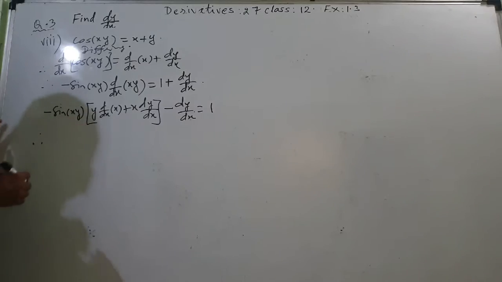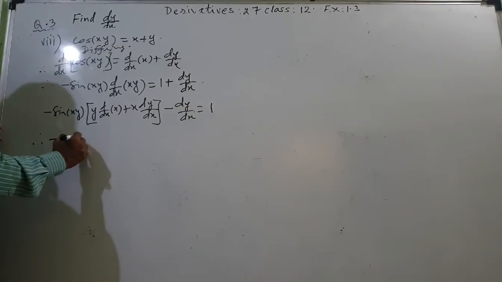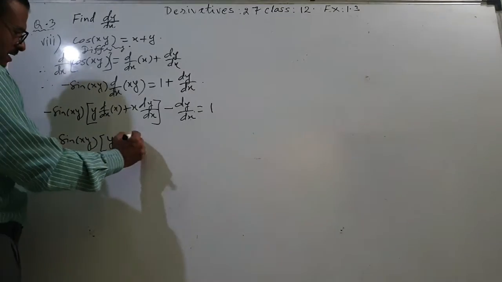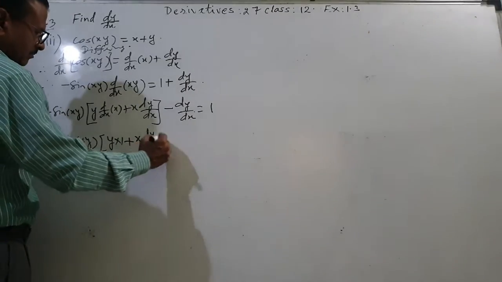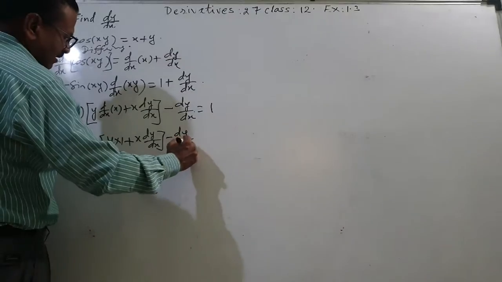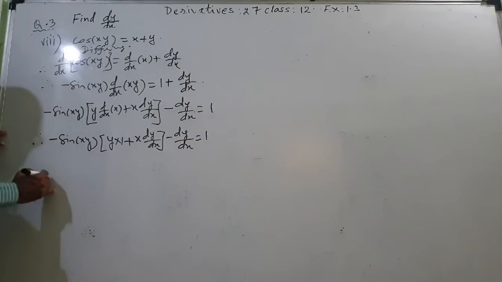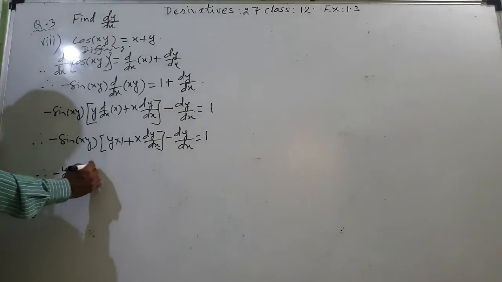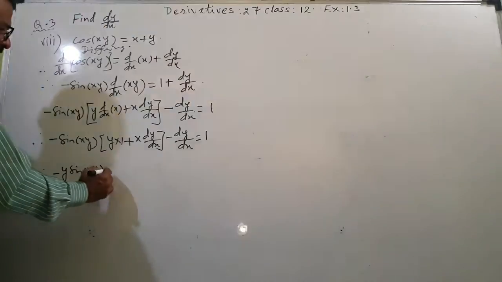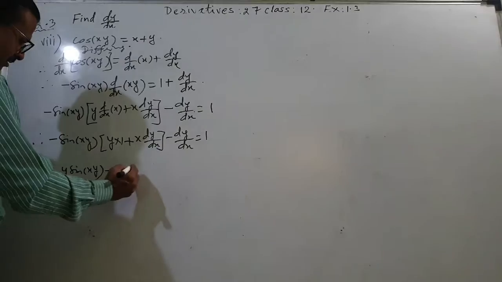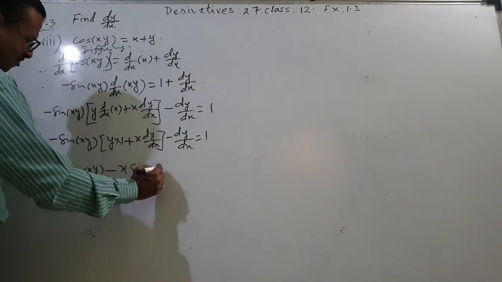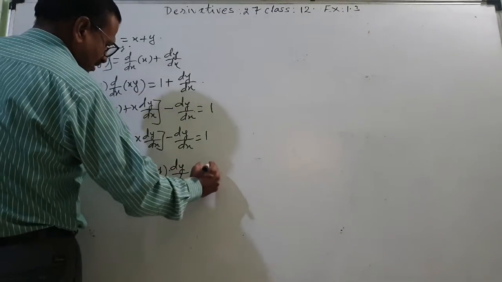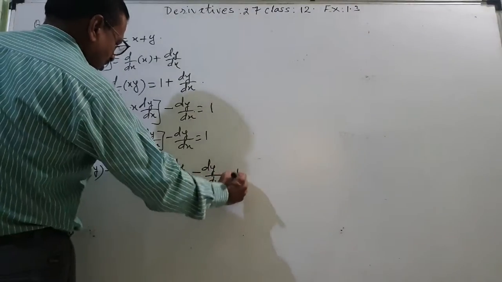Therefore, I will multiply this after taking the derivative: minus sine of xy into y into 1 plus x dy by dx, minus dy by dx is equal to 1. Now I will multiply. This will be minus y sine of xy. This multiplication, minus x sine of xy into dy by dx, minus dy by dx is equal to 1.